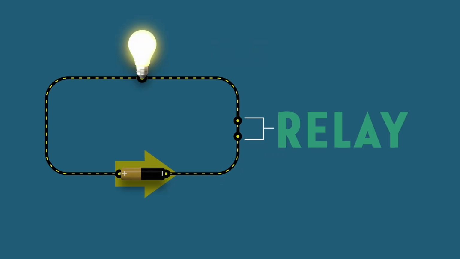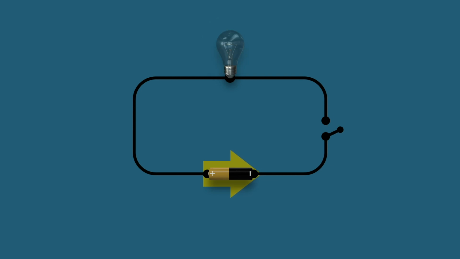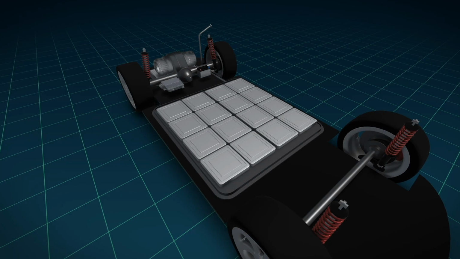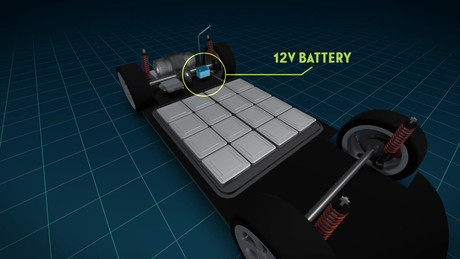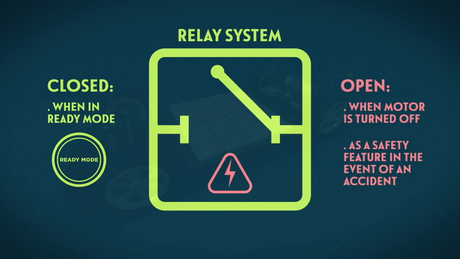A relay is another way to interrupt a circuit. A relay is an electrically operated switch. Relays ensure complete electrical isolation between the controlling and the controlled circuit. In an EV, the relay switch is operated through the low-voltage 12-volt system. When a relay is open, no current can flow. When the relay is closed, the current can flow uninterrupted.